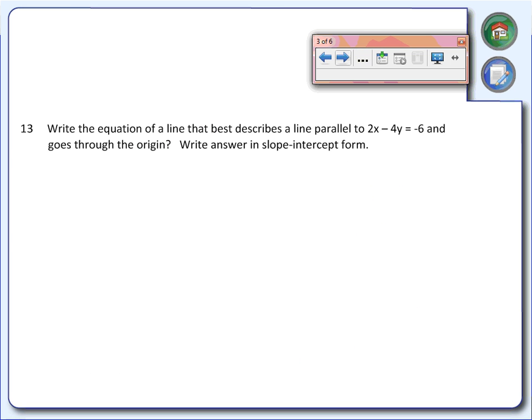All right, we're going to move on to number 13. Number 13, they ask us to write an equation of a line that is parallel to 2x minus 4y equals negative 6, and also goes through the origin. Write the answer in slope-intercept form. All right, so here we go. It's got to be parallel to 2x minus 4y equals negative 6. And the only way my lines can be parallel is if they have the same slope.